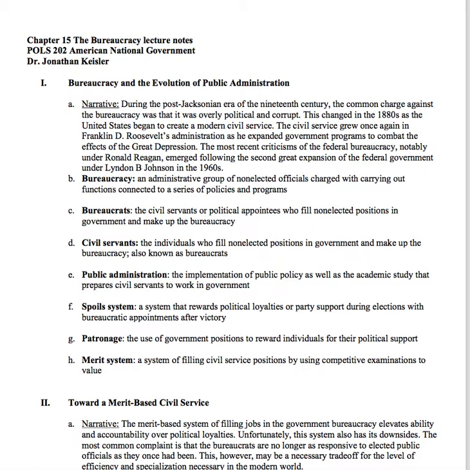Merit system. It's a system of filling civil service positions by using competitive examinations of value. So if someone's highly qualified and their merits outweigh someone else, and that is why they're selected as a civil servant, that is based on the merit system. If they're selected because they help candidate X or Y get elected, that is the spoils system.